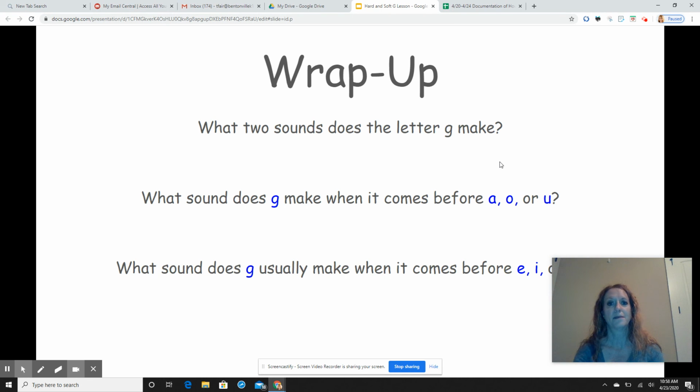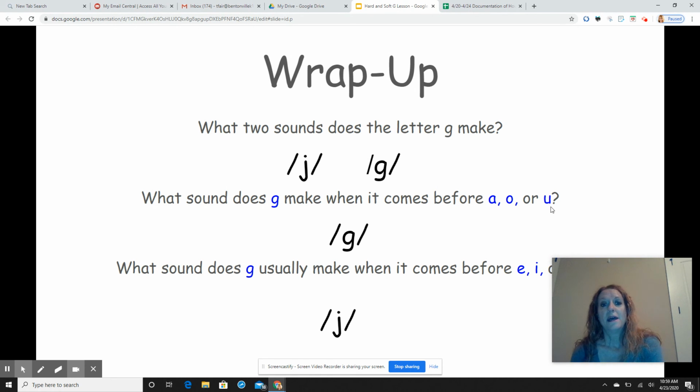Okay, let's look at the wrap up. Okay, what two sounds does the letter G make? That's right, it makes the G sound and the J sound. Well, I got that backwards, but it makes the J sound and G sound. Okay, what does G make when it comes before an A, O, or U? Let's think about that. That's right, it makes the G sound, the hard G sound. And then what sound does G usually make when it comes before E, I, or Y? That's right. It makes the J sound.